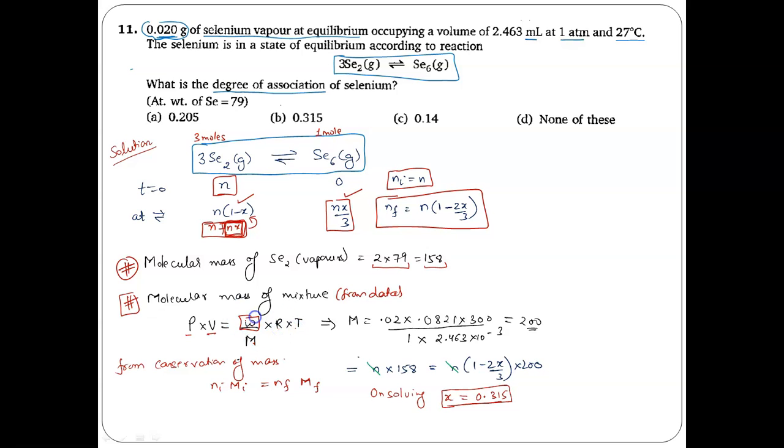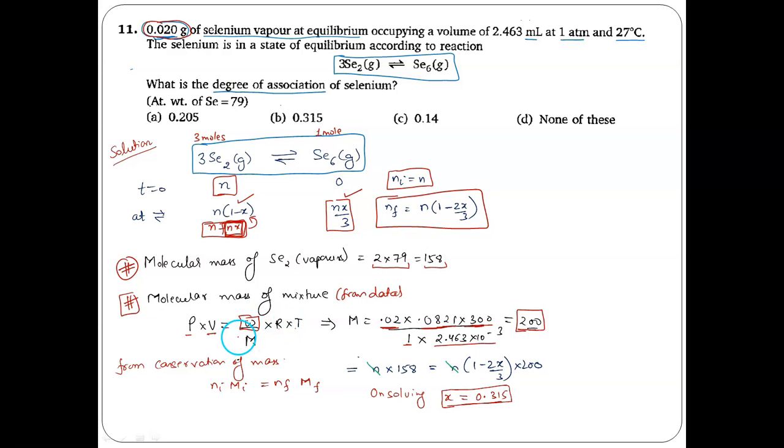This W is the weight of what? The weight of the equilibrium mixture of Se2 and Se6, which is given as 0.020. So putting the values, W is 0.020, R is 0.0821, temperature 27 degrees, that is 300 Kelvin, upon pressure 1 atmosphere into volume 2.463 into 10 raised to power minus 3, that becomes equal to 200. That is the molecular mass of the mixture.